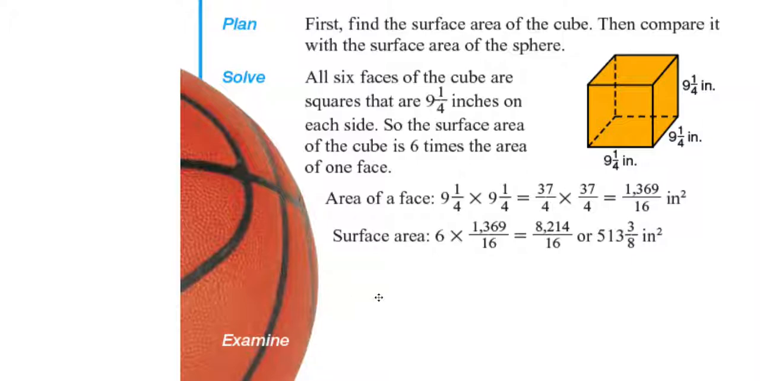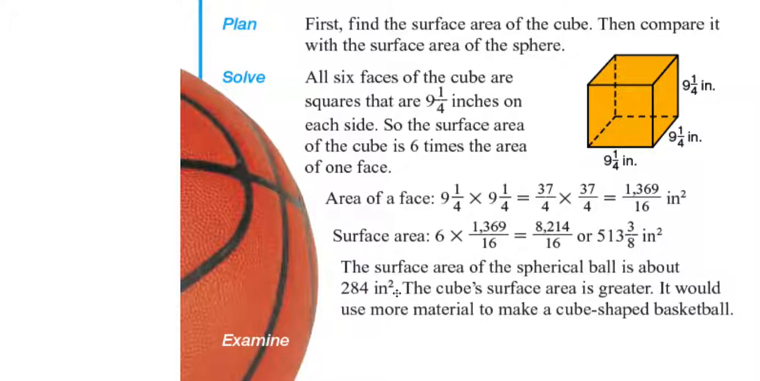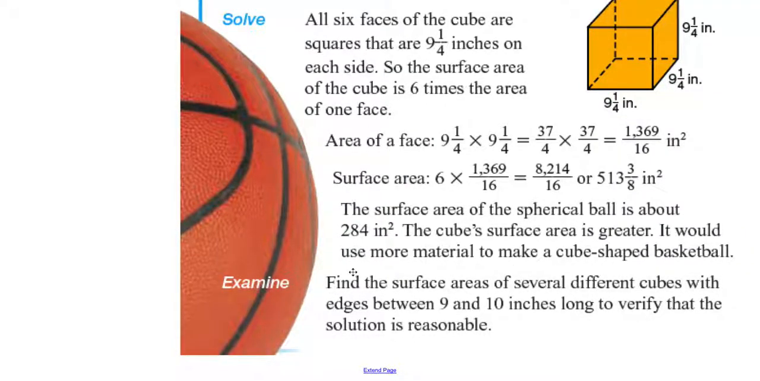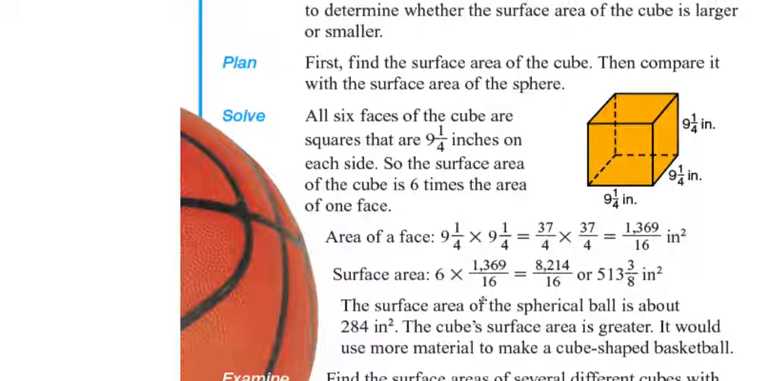So the surface area of the spherical ball is about 284 square inches. The cube surface area is greater. It would use more material to make a cube-shaped basketball. To check our answer, we simply have to find the surface areas of several different cubes with edges between 9 and 10 inches long to verify that the solution is reasonable.